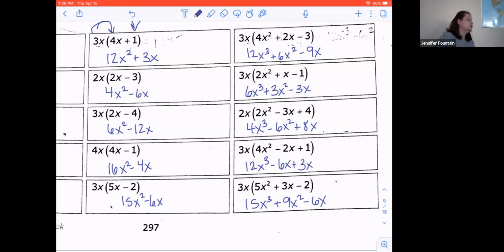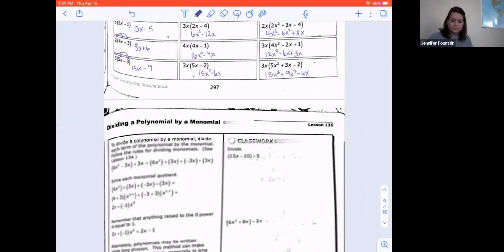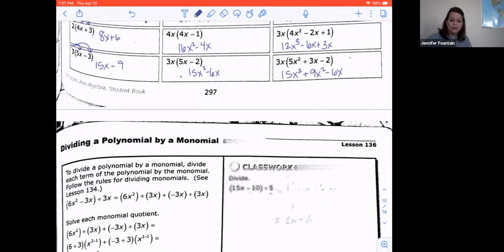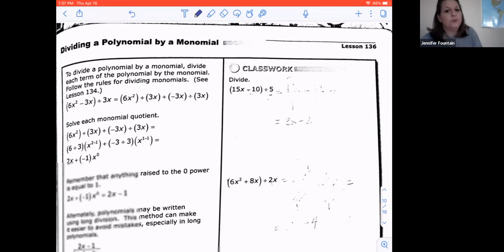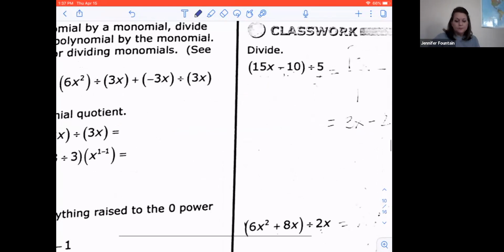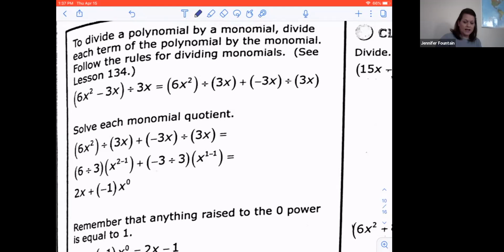All right, so we've looked at what we do when we multiply one monomial by another. Now we've looked at what happens if I'm multiplying a monomial by more than one term. And now we're going to look at dividing a polynomial by a monomial. Okay, so this is where I'm looking at dividing more than one term by the same term.